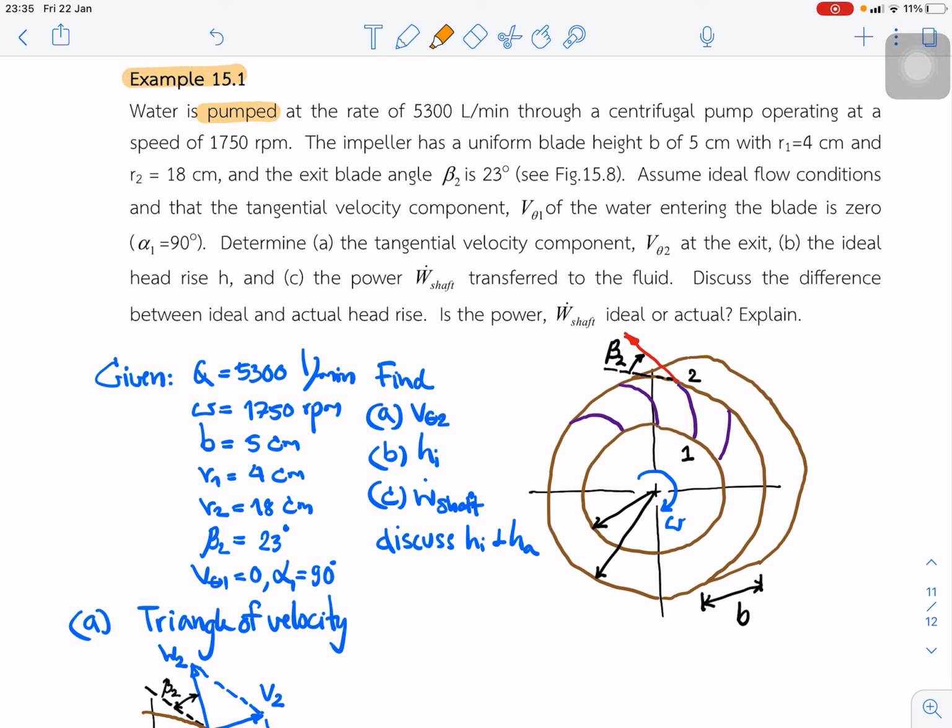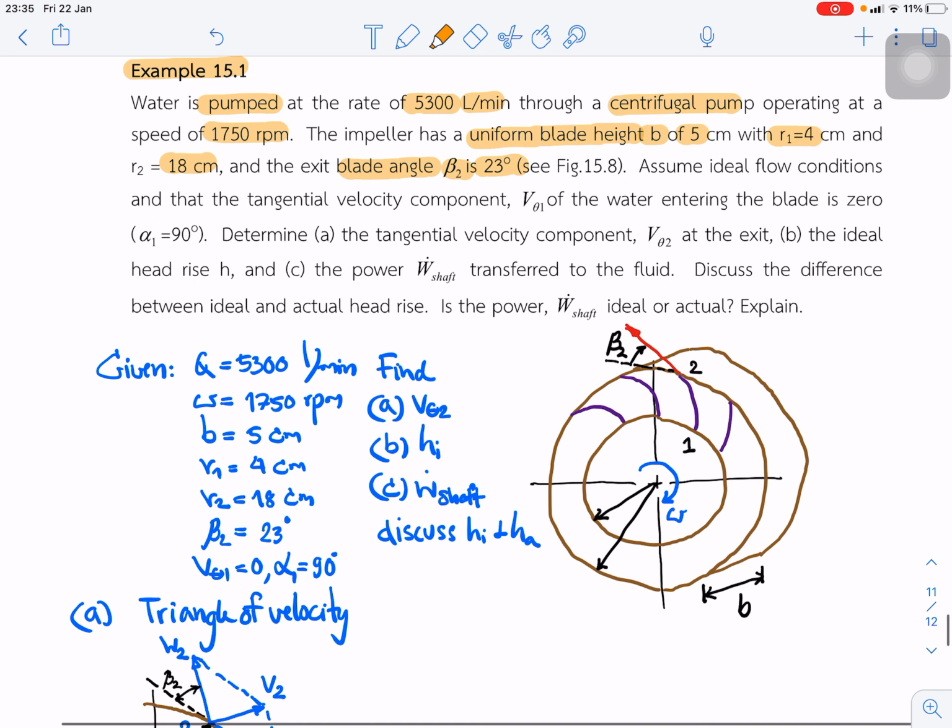15.1. Water is pumped at the rate of 1,300 liters per minute through a centrifugal pump operating at a speed of 1,750 rpm. The impeller has a uniform blade height b of 5 cm, R1 is 4 cm, R2 is 18 cm. The exit blade angle beta 2 is 20 degrees. Assume the ideal flow condition, where the tangential velocity component v theta 1 of the water entering the blade is 0.